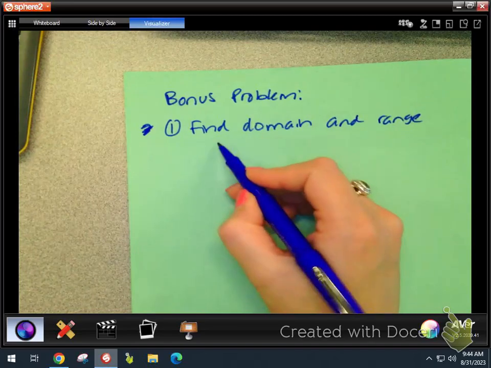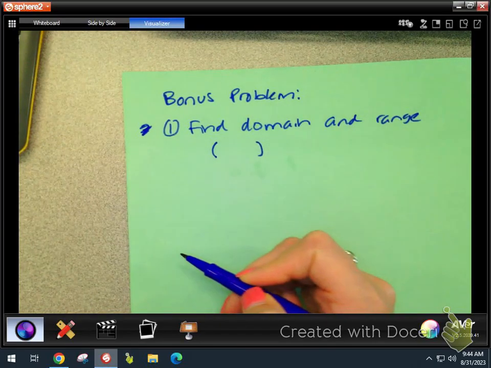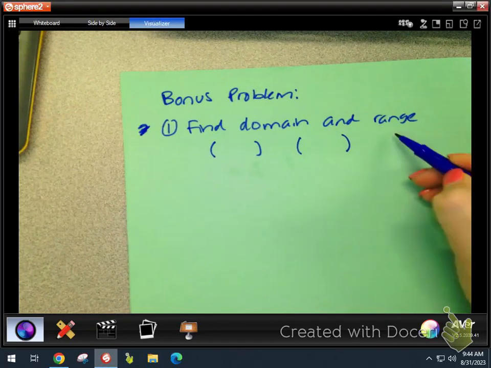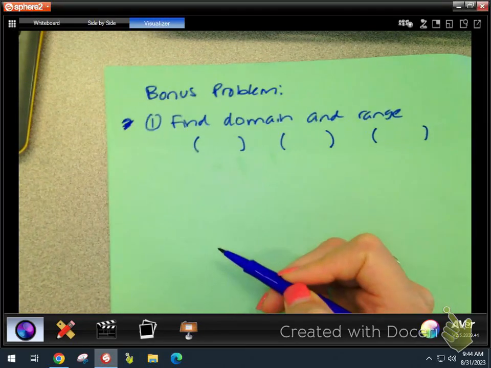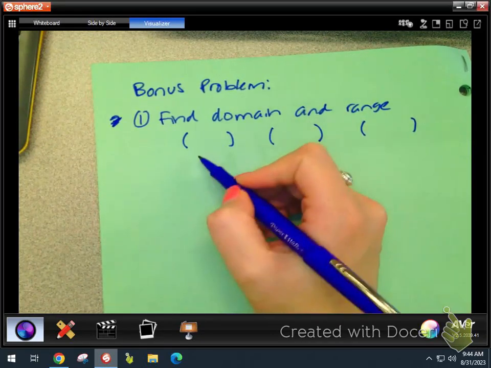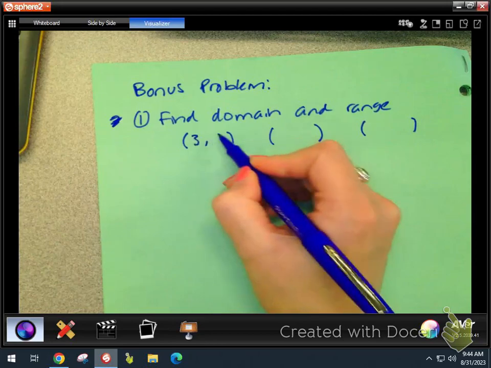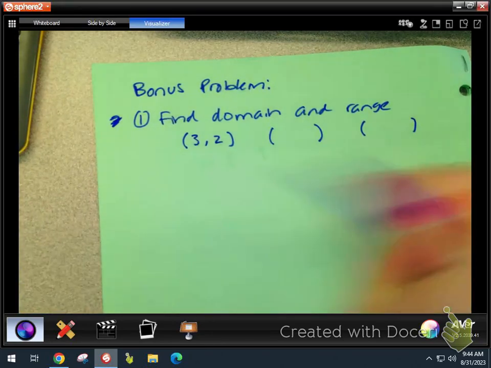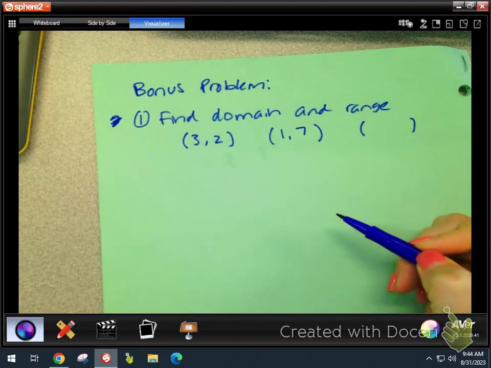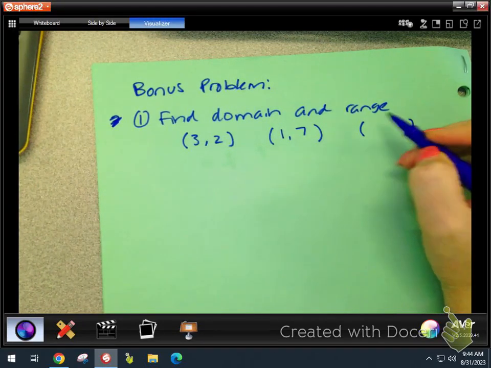Okay? So ordered pairs are in parentheses. Let's do 3 ordered pairs. Daniel, give me a point. Your favorite 2 numbers. 3 and 2. Okay? Cruz, give me a point. 1, 7. Miles, give me a point. Give me a negative.